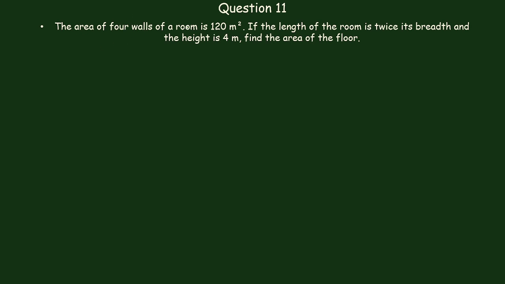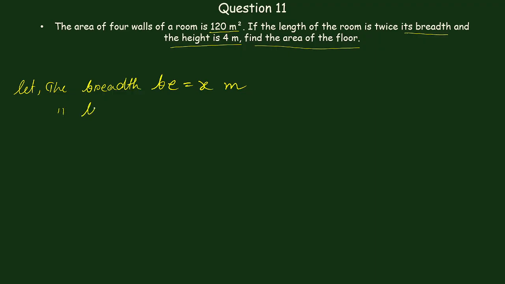The area of four walls of a room is 120 meters square. If the length of the room is twice its breadth and the height is 4 meter, find the area of the floor. So length is twice of its breadth. Then let the breadth be x meter. Then the length will be 2x meter, right? And the height is given as 4 meter.